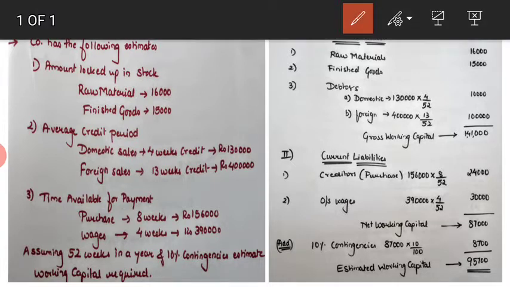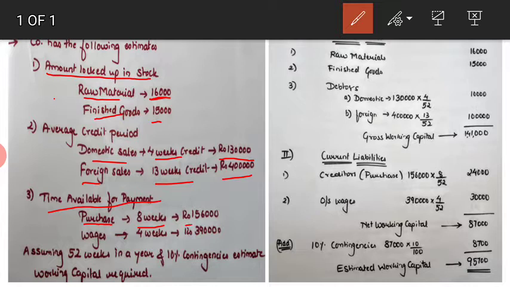A company has the following estimates. Amount locked up in stock: raw materials 16,000, finished goods 15,000. Average credit period: there are two types of sales in this company, domestic sales and foreign sales. Domestic sales, the average credit period is 4 weeks and the total is 1,30,000. Foreign sales, average credit period is 13 weeks and the total sales is 4 lakhs. The time available for payment is for purchases 8 weeks, 1,56,000 is the total, and wages 4 weeks, 3,90,000 is the total. Assuming 52 weeks in a year and 10% contingency, estimate working capital required. So this is the problem given to us.